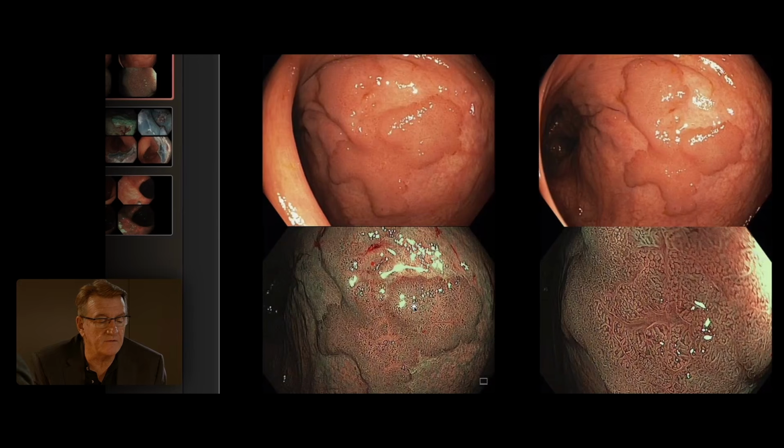So the next step is to evaluate. It's a flat lesion, right? So we should be confident that we can make an accurate evaluation of the lesion. So then we go with NBI in overview.